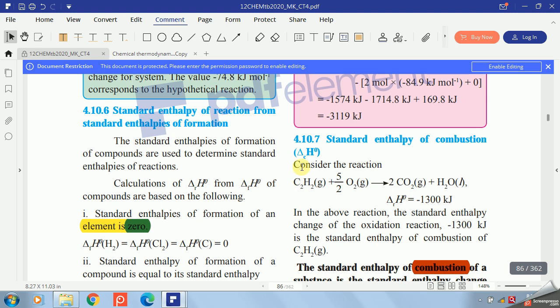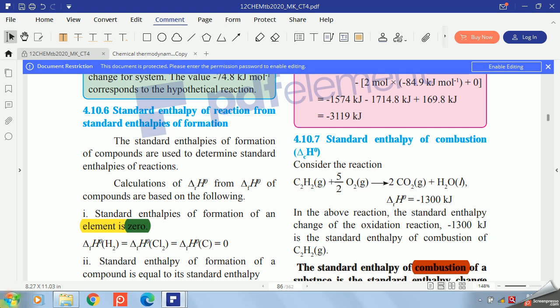Standard enthalpy of combustion. C2H2 plus 5 by 2 O2, oxidation of acetylene, gives 2 CO2 plus H2O liquid. So the enthalpy of reaction, it is a combustion reaction, is minus 1300 kilojoule. So in this reaction the standard enthalpy change of oxidation of acetylene is minus 1300 kilojoule, which is the standard enthalpy of combustion, because the reaction is combustion. So enthalpy of reaction is nothing but enthalpy of combustion.